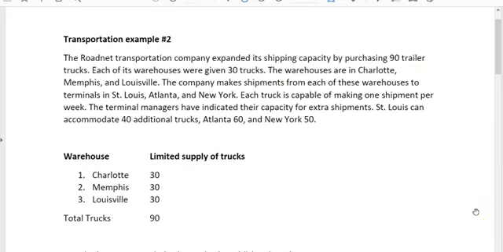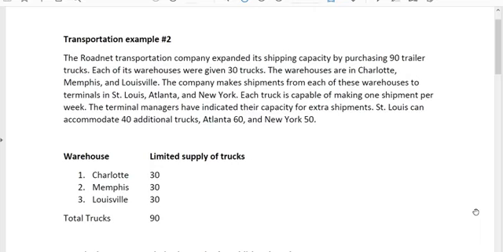Transportation example number 2. The Ronet Transportation Company expanded its shipping capacity by purchasing 90 trailer trucks. Each of its warehouses was given 30 trucks. The warehouses are in Charlotte, Memphis, and Louisville. The company makes shipments from each of these warehouses to the terminals in St. Louis, Atlanta, and New York.